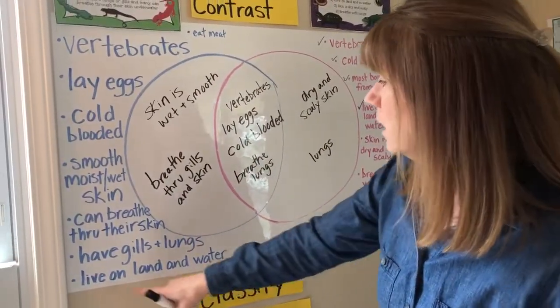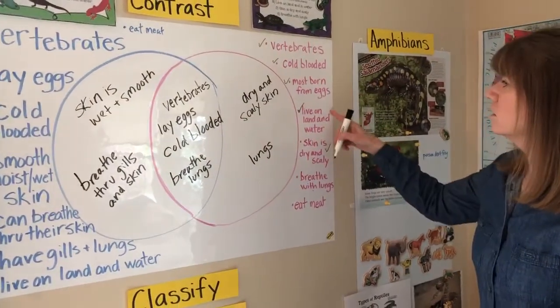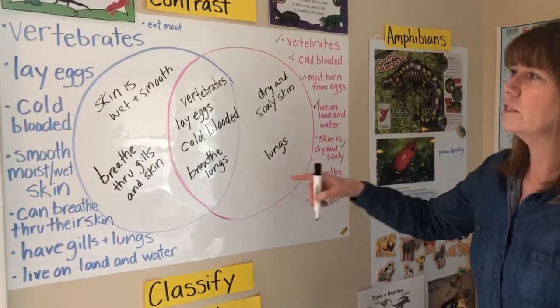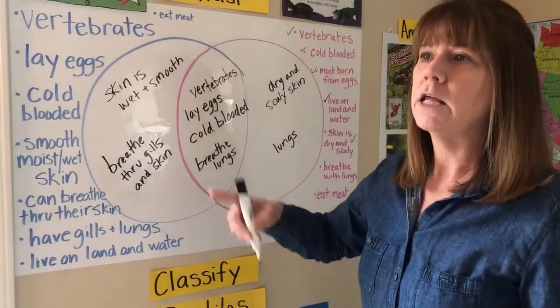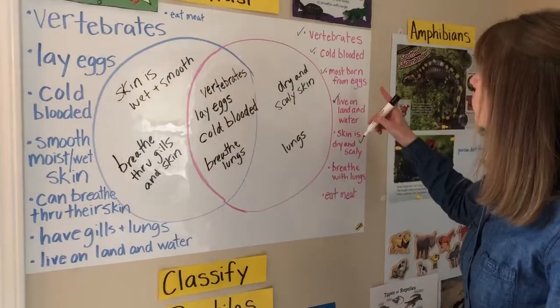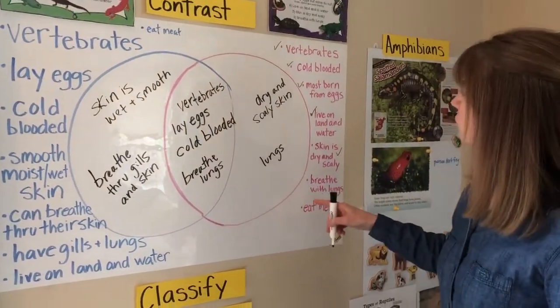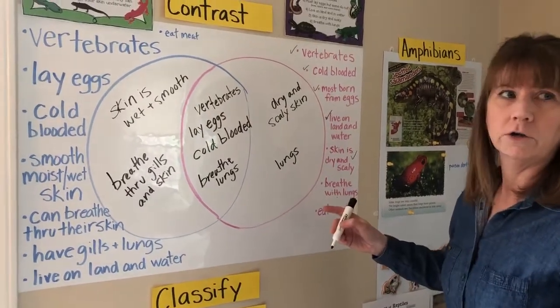The next thing is they live on land and water. And we also know that reptiles live on land and water. The difference is amphibians are born in the water typically, and then they spend their later part of their life on land, whereas reptiles, they actually are born on land, and then they move between the water and land.